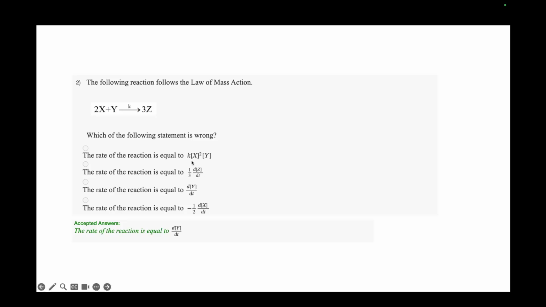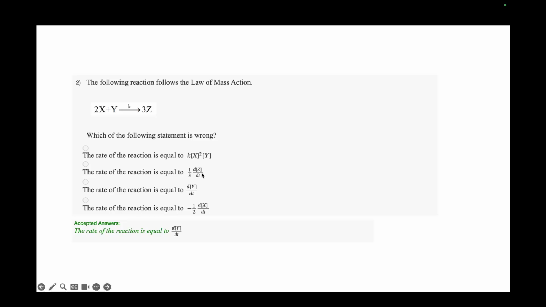Actually, the first one you can represent as the rate of the equation. There can be many representations of the rate of the equation, on the basis of the substrates or on the basis of the products as well. So the first one is a valid rate of the reaction. The second one is also a valid rate of reaction, because in terms of dz/dt, one third is to balance out the stoichiometry, and z is getting formed, so the positive sign is there.